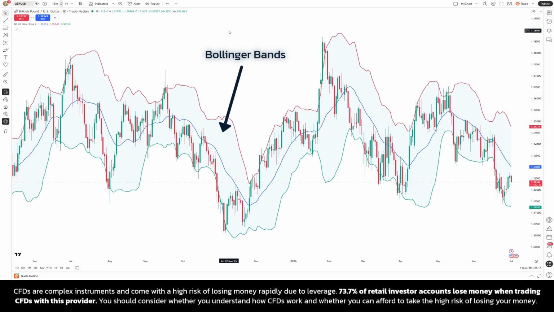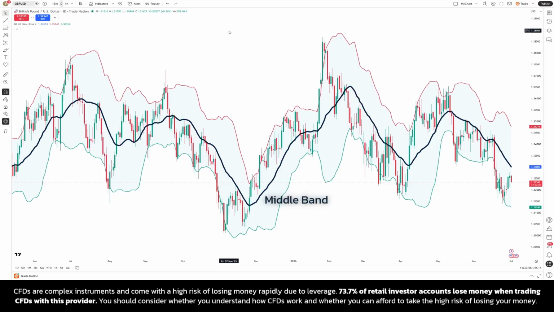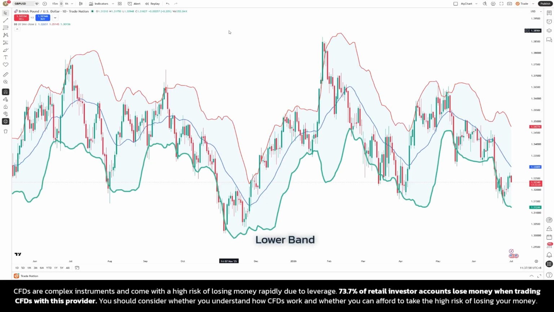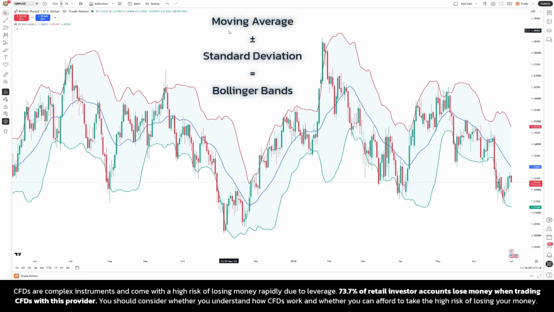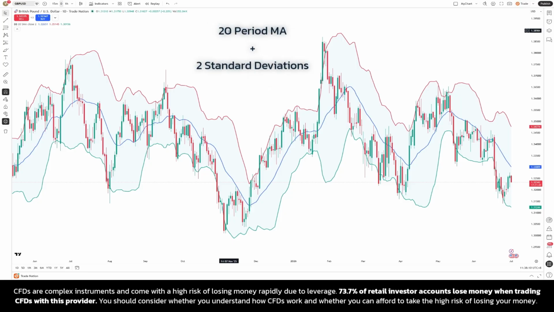Bollinger Bands are designed to show how price is moving in relation to its recent average and changing volatility. The indicator is built around three lines: a middle band, an upper band, and a lower band. The middle band uses a moving average, while the upper and lower bands are placed a set number of standard deviations away from that average. The default setup typically uses a 20-period moving average and a standard deviation multiplier of 2.